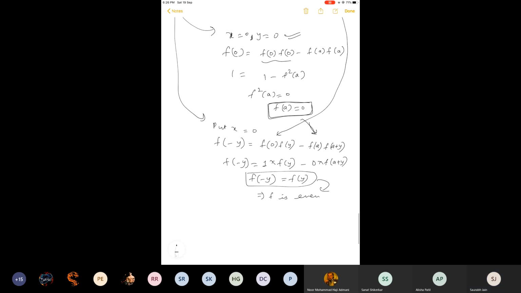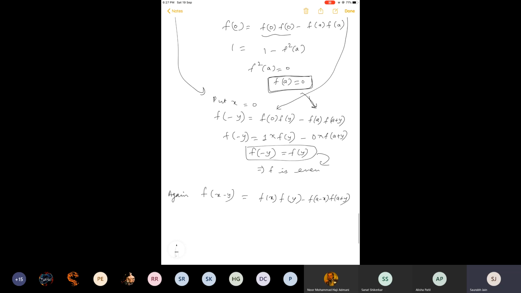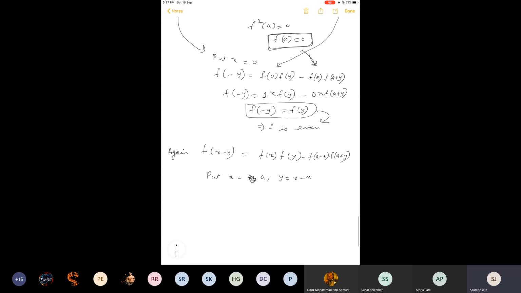So finally, once again I'm writing it here again, f of x minus y equals fx fy minus f of a minus x into f of a plus y. One more substitution is required because we have to find f of 2a minus x. Okay, what is that substitution? Please note, put x equal to a and y equals x minus a. What will happen? Let us put this everywhere. In place of x, we are putting a here, f of x minus a. Here it will be f of a minus a, and this will be a plus x minus a.